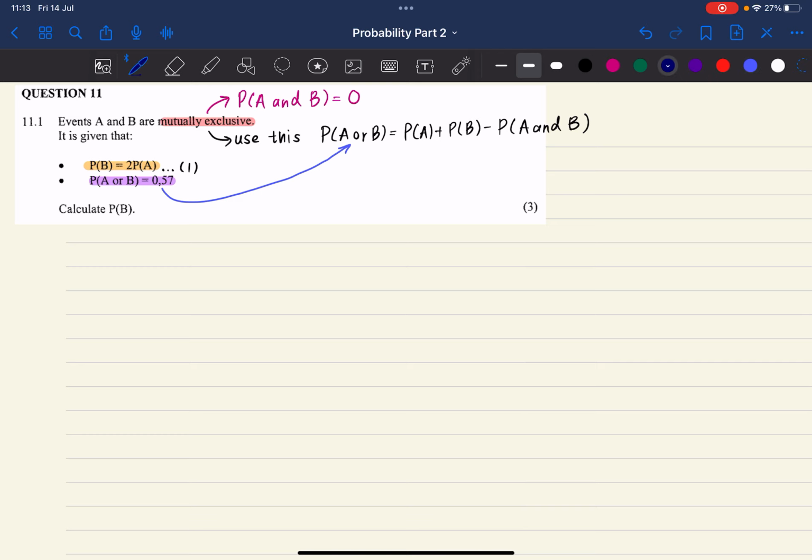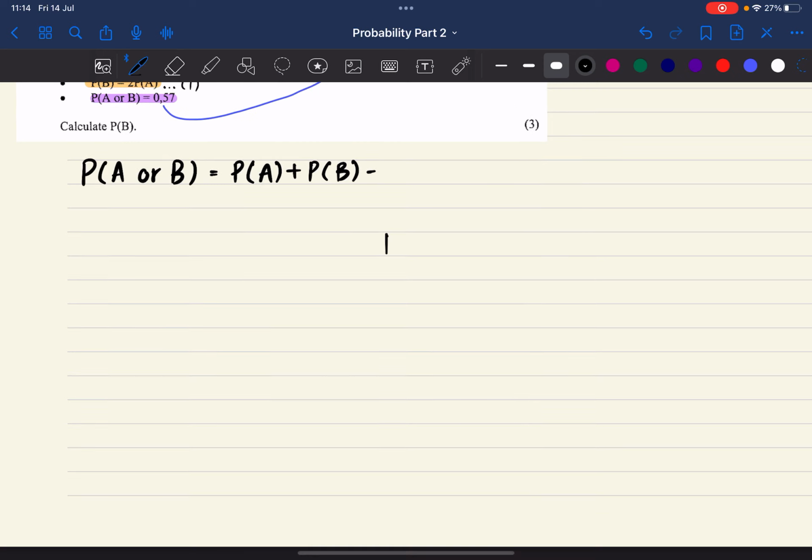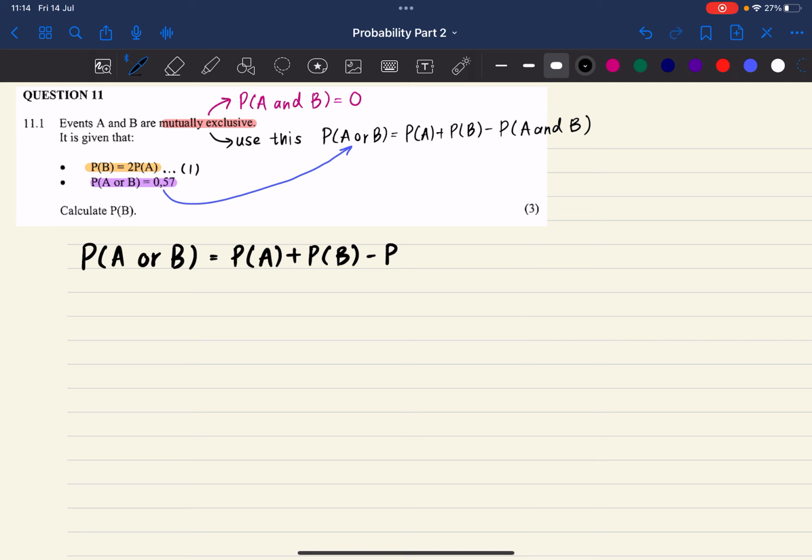So let's start with question 11.1. As I said before, we're going to use this formula because it is mutually exclusive and because this is the default formula for probability. So P(A or B) is equal to P(A) plus P(B). You write down the formula so that you can get a mark from this, if any. Sometimes you do, sometimes you don't. It really depends on the marking guidelines for your exam, but always make sure to write it down. You don't lose anything by writing it down.